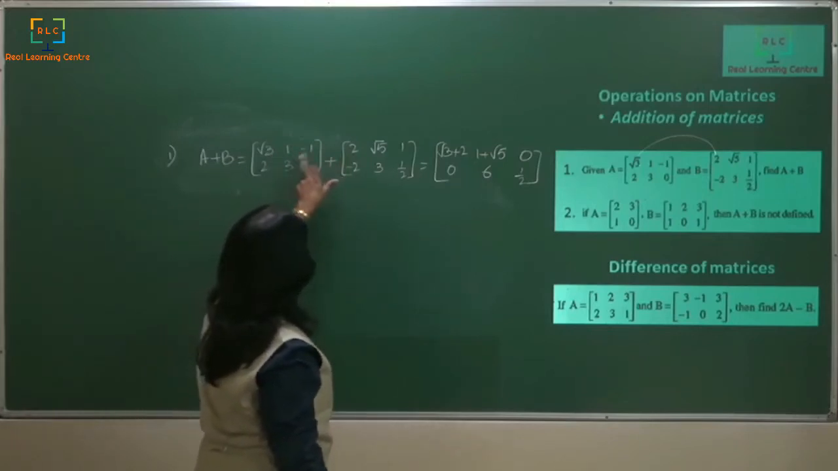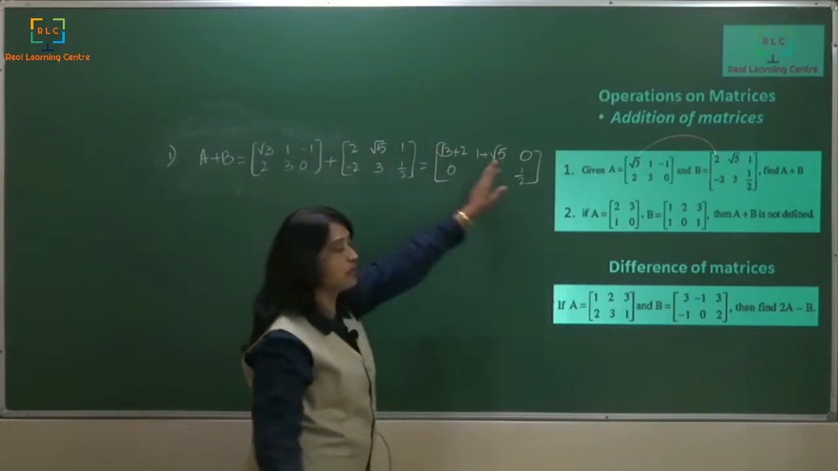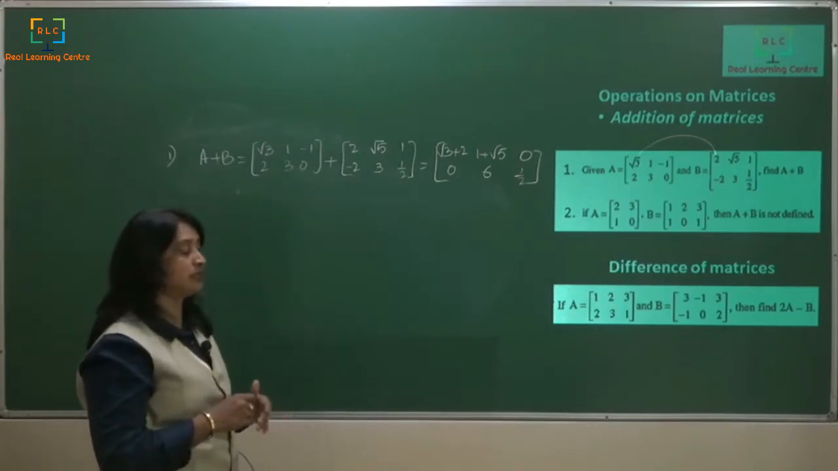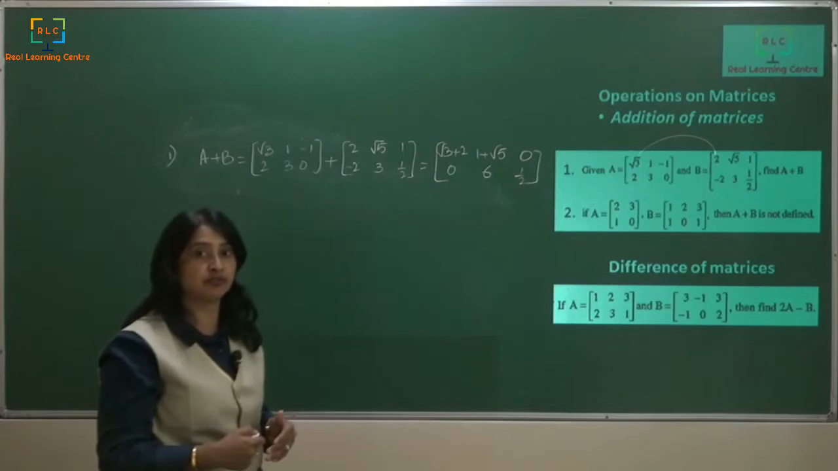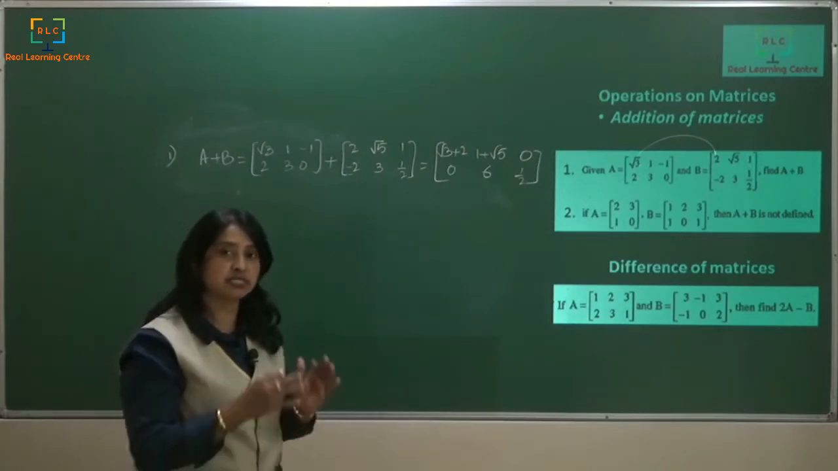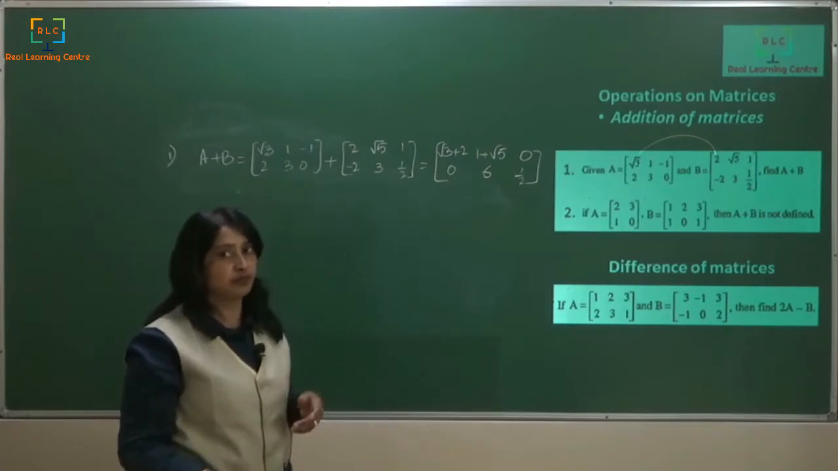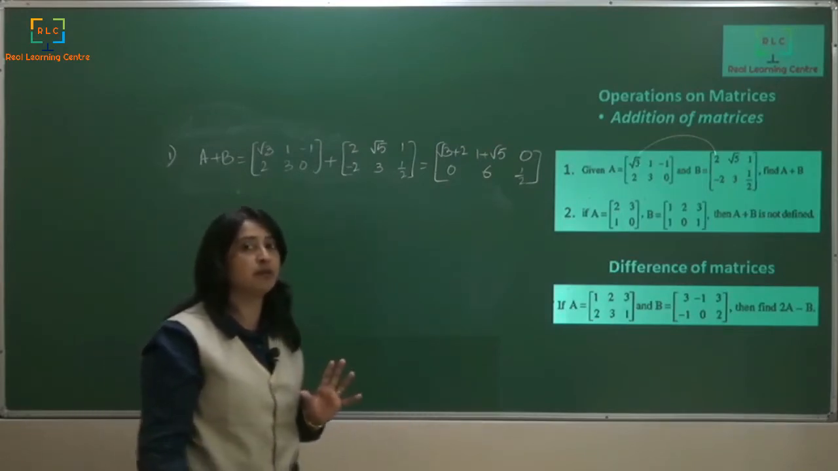Root 3 minus 2, 1 minus root 5 minus 1 would be minus 2, and so on. So there is absolutely no difference between the methods of addition and subtraction of matrices. It's the same thing. So if we want addition, we do addition. If we want subtraction, we do subtraction. There is something called scalar multiplication.